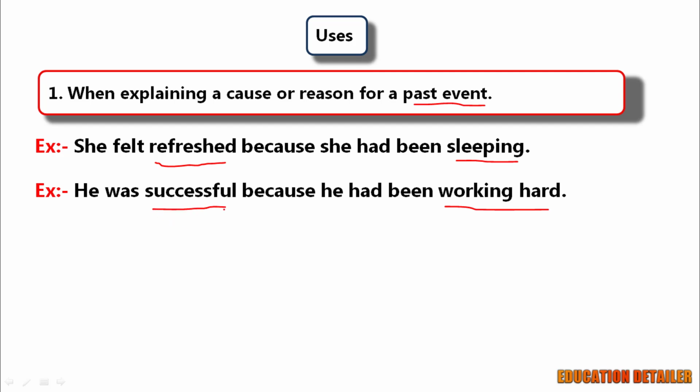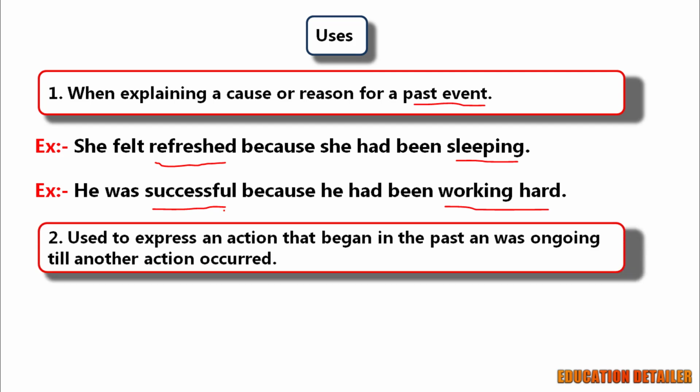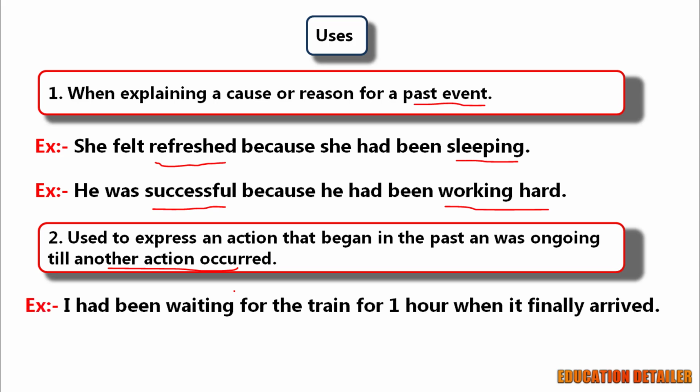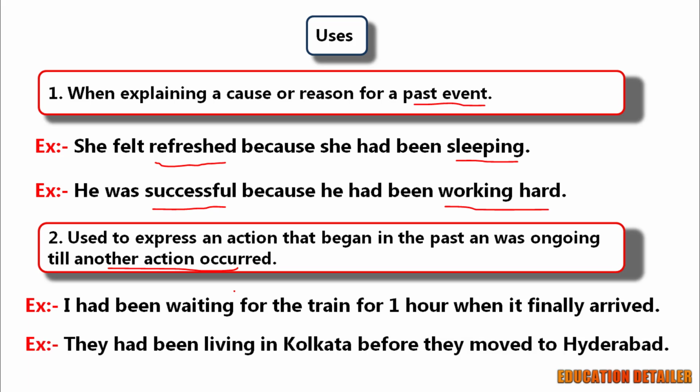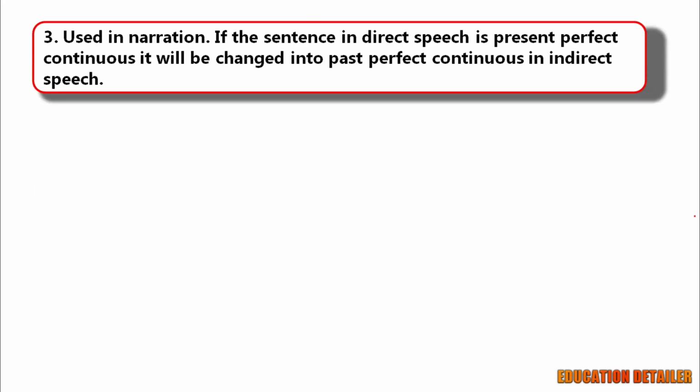As I mentioned earlier, it is used to express an action that began in the past and was ongoing till another action occurred. I had been waiting for the train for 1 hour when it finally arrived. They had been living in Kolkata before they moved to Hyderabad. And of course, it is also used in narration.